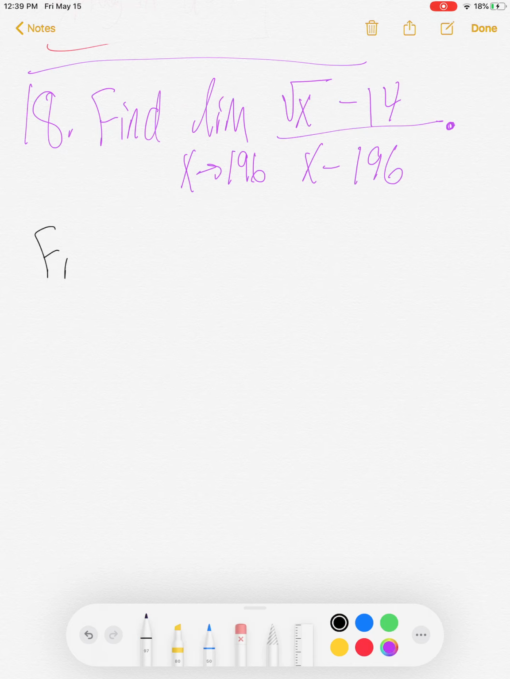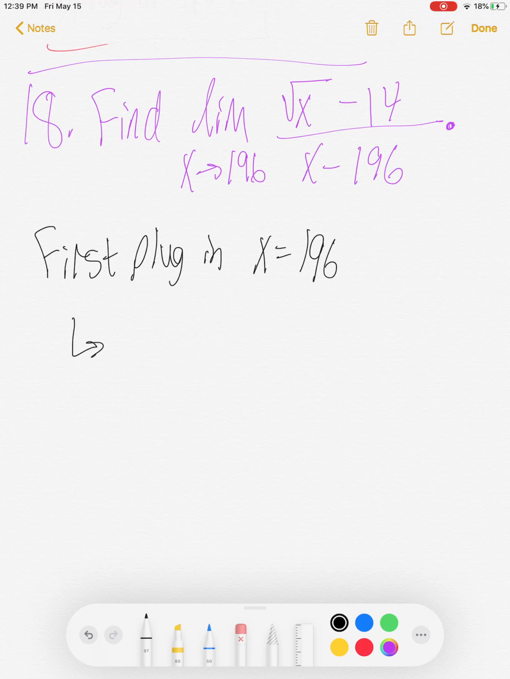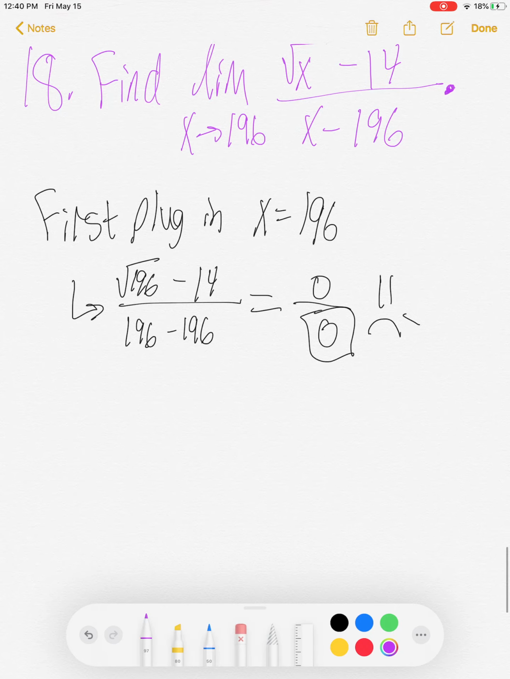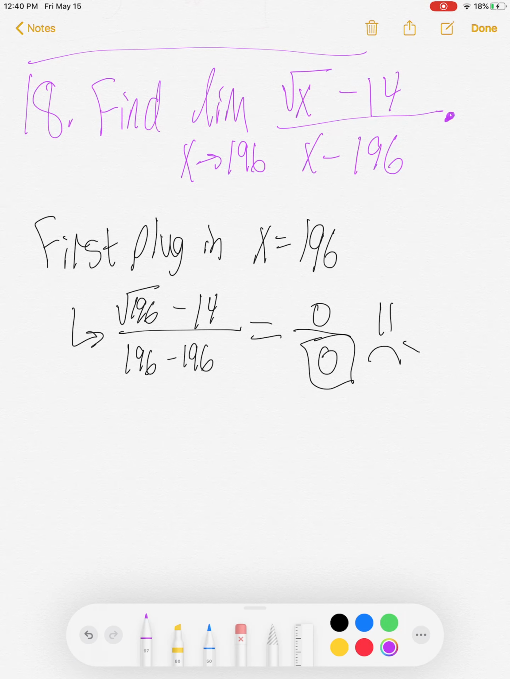So, you know what I'm going to say first. Let's just plug that bad boy in. First, plug in x equals 196. Well, this gives me root 196 minus 14 over 196 minus 196. My denominator I can see is 0. It turns out actually that my numerator is also 0. And so unfortunately, we're dividing by 0 again. So this is no bueno. And that means that we're going to have to be a bit more creative.